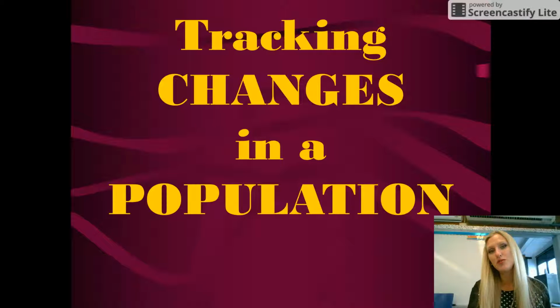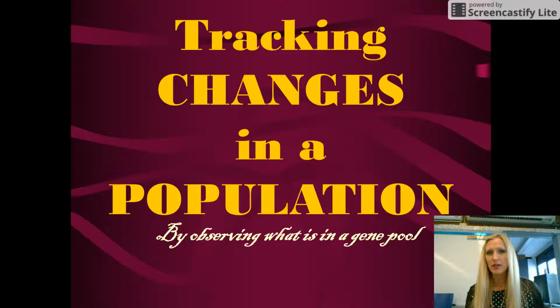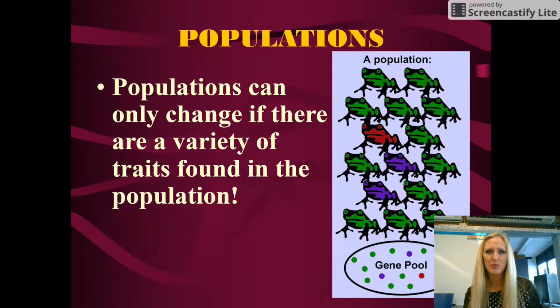Now, today we do know a lot more about genetics, and the ideas of genetics can really help fortify the idea that evolution happens. And so we're going to start talking about how we can track evolution. How can we track changes that happen in a population by looking at the genes that are available in a population, or more specifically, something called a gene pool?